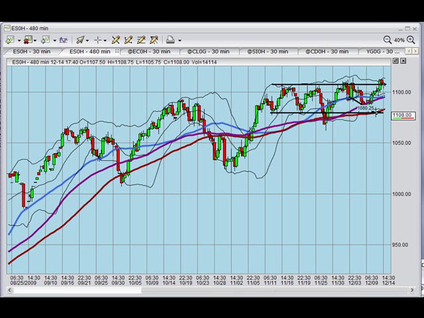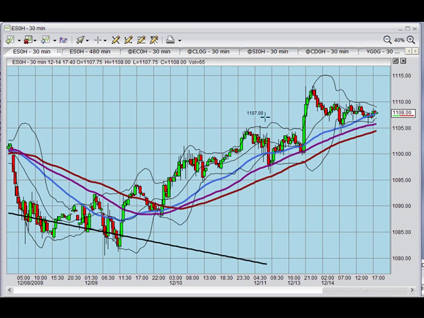These are the levels: 1080 on the S&P, and this is of course the March contract. Below 1080, that's bearish. That would be below the moving averages. The mean is somewhere in this 1080 range. We are at 1106, 1107, and actually 1108. So the trend is still up.